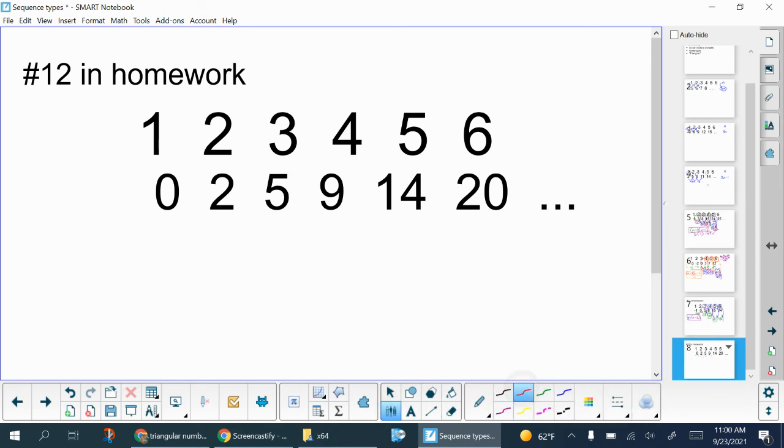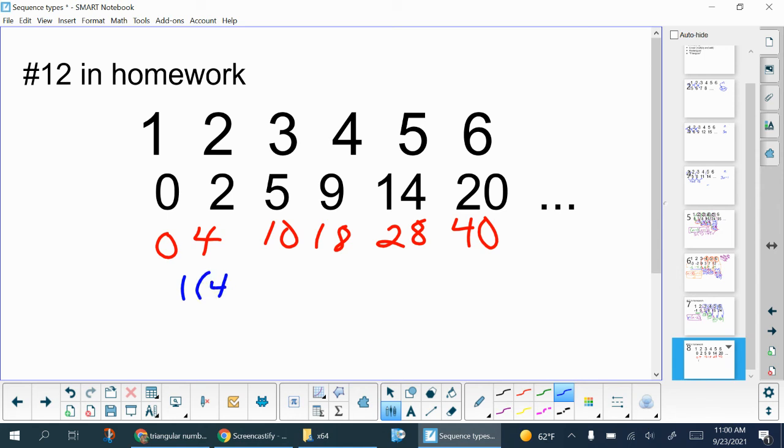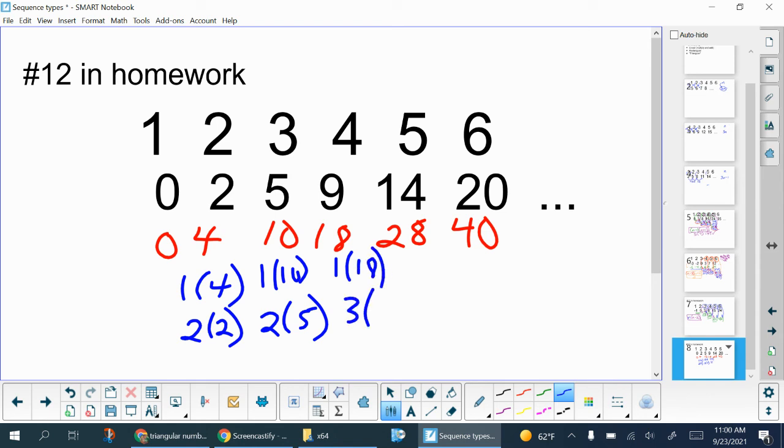So I'm going to go through and double all of them: 0, 4, 10, 18, 28, and 40. And I'll look at these now. 4 could be 1 times 4, or 2 times 2. 10 could be 1 times 10, or 2 times 5. 18 could be a lot of things: 1 times 18, 3 times 6, 2 times 9. I think that's all my options here.